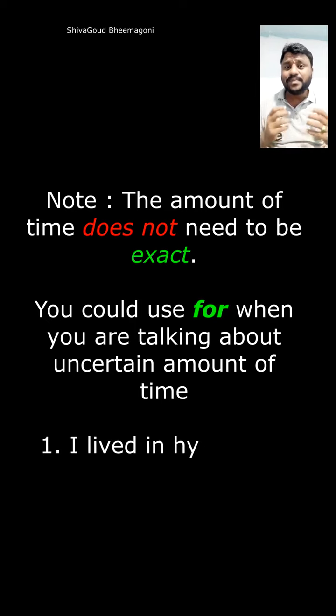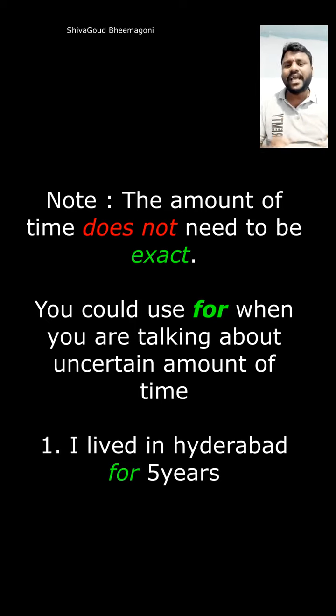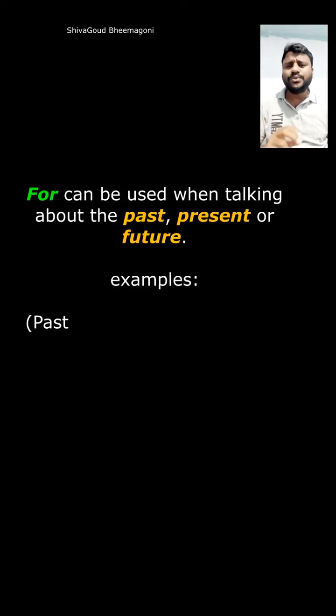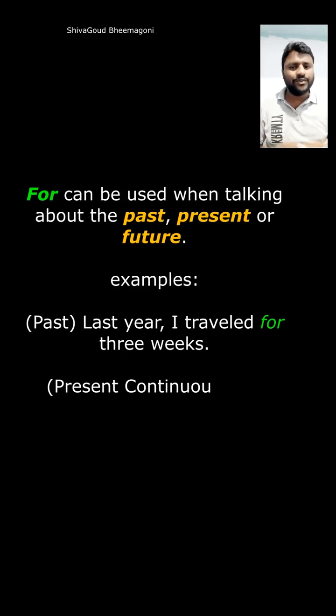I'm not mentioning exactly how many days, months, years or an exact number. I'm giving you roughly an amount of time, the period of time, how long I spent in Hyderabad. Okay, like that. And the amount of time could be for weekends, for ages, or you can mention it in your own way. And for is used to talk about present, past and future.